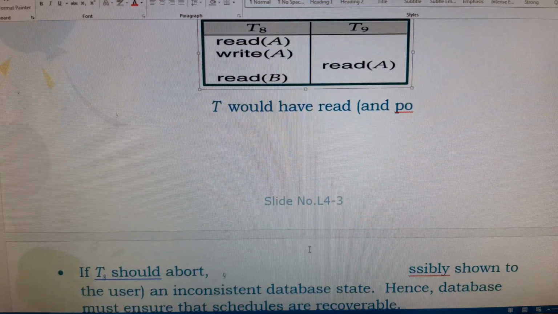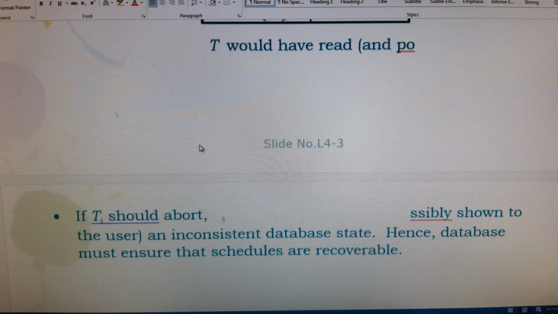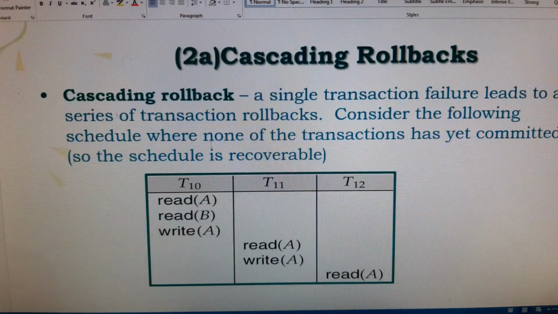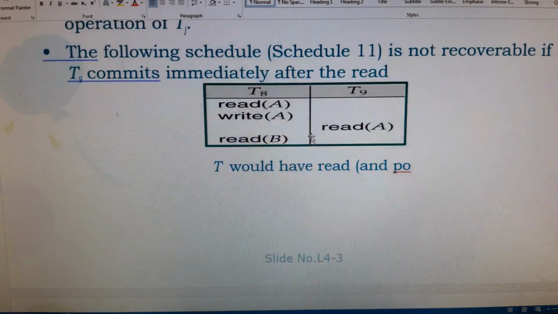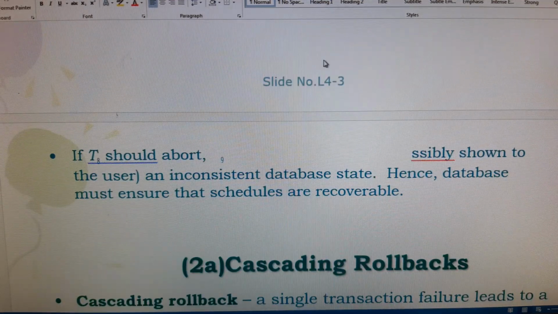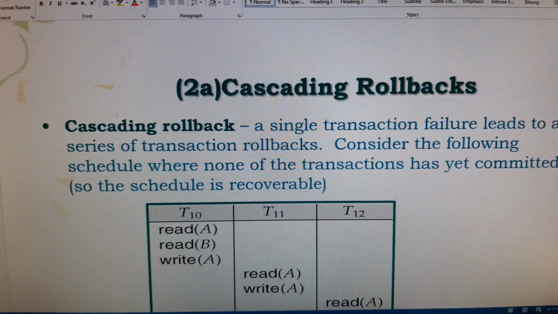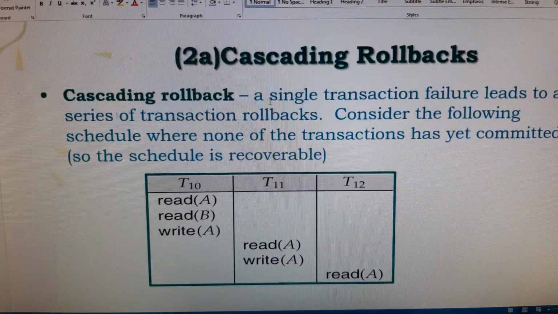In the next thing, the second thing is cascading rollback. The first condition: the read operation must be completed, and before that the previous write operation must be executed. In this case, the schedule is going to be recoverable. And second, we observe cascading rollback. This is important for your short answer questions.